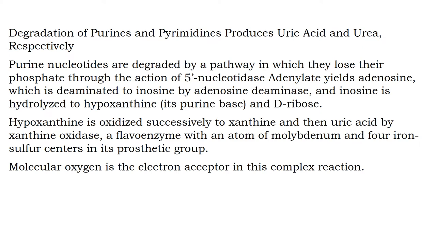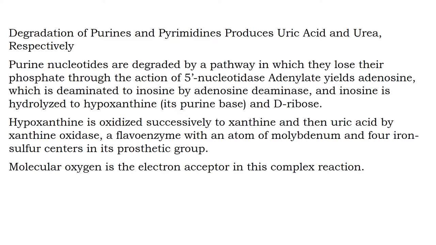Now what happens is AMP or adenylate will yield adenosine. Adenosine means sugar plus nitrogen base, adenine. This is deaminated to inosine. This is done by this enzyme, so this is a deamination reaction. So this is adenosine deaminase, and this compound inosine is hydrolyzed to hypoxanthine, which is a purine base, and D-ribose.